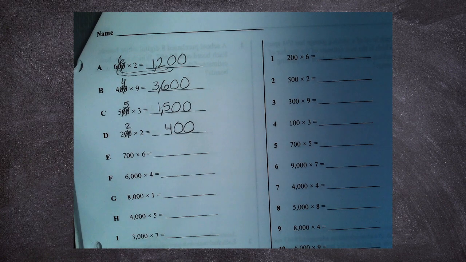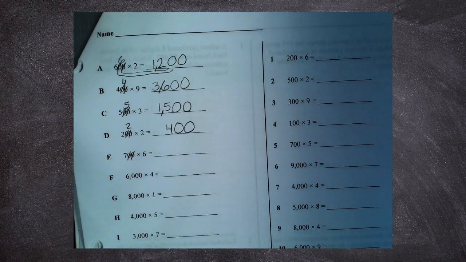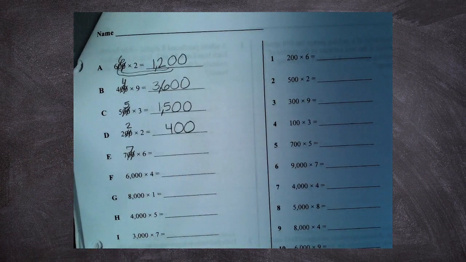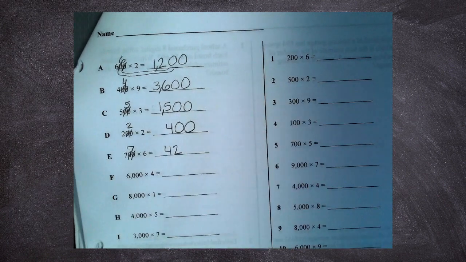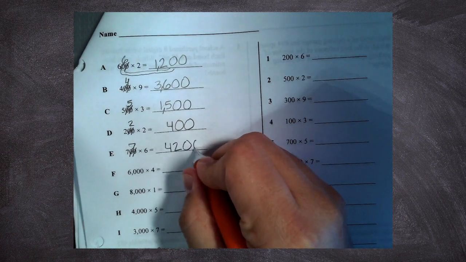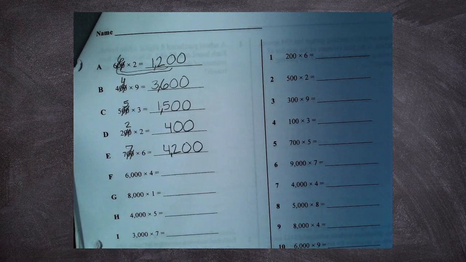Problem E says 700 times 6. There are 2 zeros at the end of 700. I can take those away for just a little bit, and I'm left with 7 times 6. If I multiply 7 times 6, I get 42. But I can't forget the 2 zeros I took away earlier. So my answer should be 4,200.